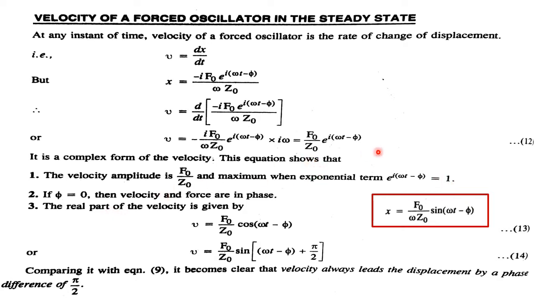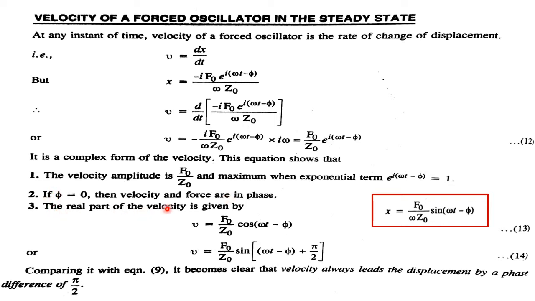Second, what is this phi? Phi is the phase difference between the velocity and the driving force. When phi is equal to 0, the velocity will be v equal to f naught divided by z naught e raised to the power i omega t. That means zero phase difference between both of them, which means the velocity and the force are in phase with each other. This is the case when the value of phi is equal to 0.